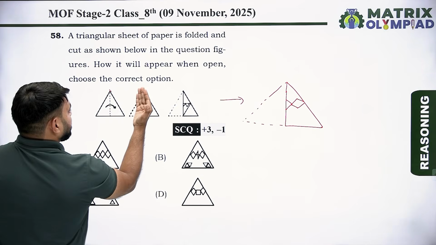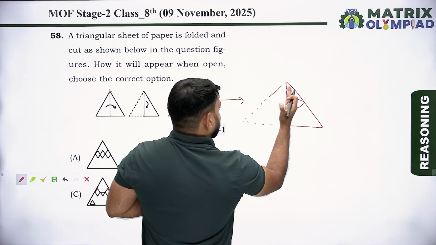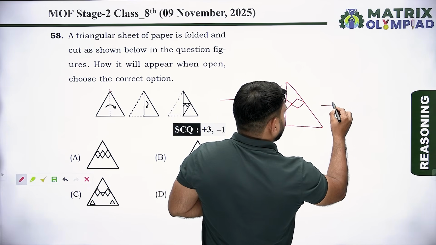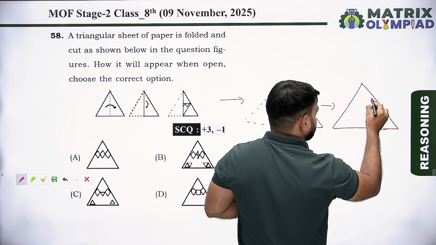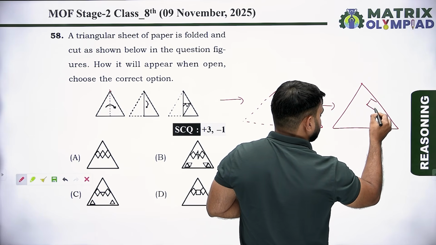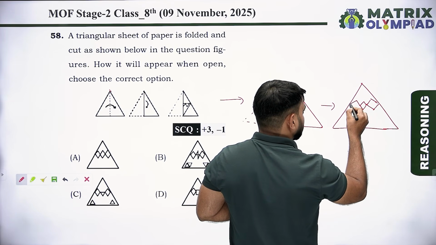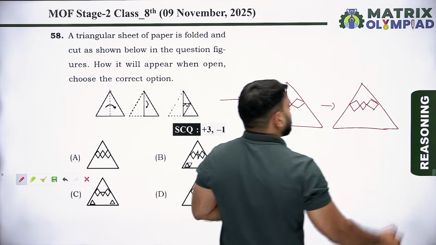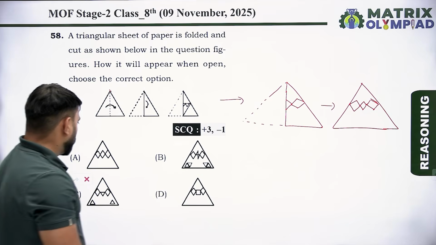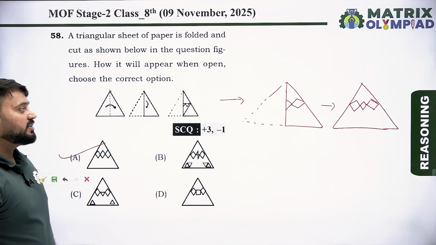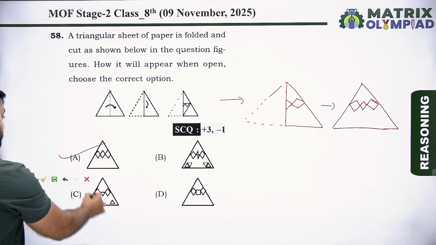Now this sheet will be unfolded in this direction. So when this sheet is unfolded in this direction, then we get an image something like this. So this is the correct unfolded sheet after the cut. So here option C is the correct answer of this question, because option C shows the correct unfolded sheet after the cut. Let's move on to the next question.